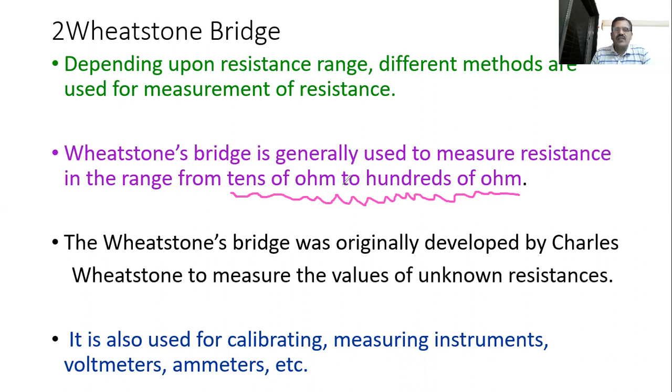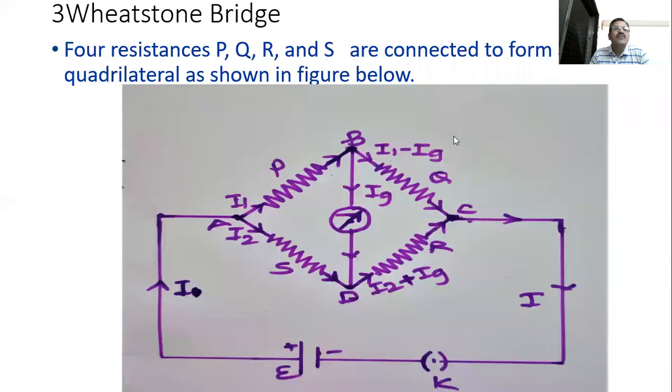The Wheatstone's bridge was originally developed by Charles Wheatstone to measure values of unknown resistance. It is also used for calibrating measuring instruments, voltmeters, ammeters, etc. Four resistances P, Q, R and S are connected to form a quadrilateral as shown in the figure below.